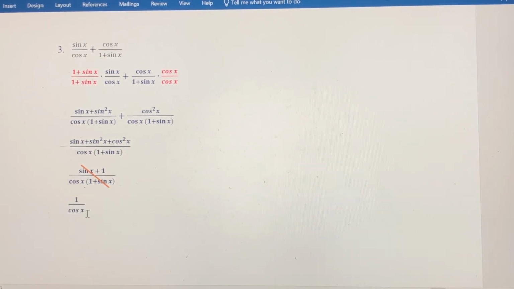And just like problem number 1, that's going to simplify to secant, okay? So I've simplified this pretty complicated problem up here, the addition of two rational expressions with trig functions, into this one basic trig function, secant of x, okay? Pause here, give 4 a try, and then come back and check.